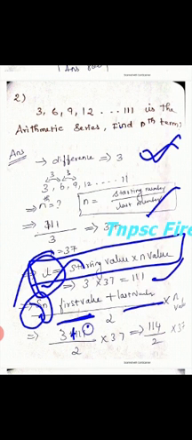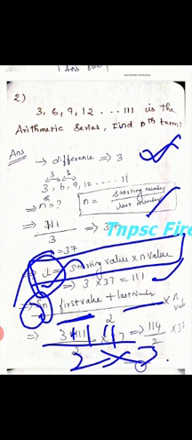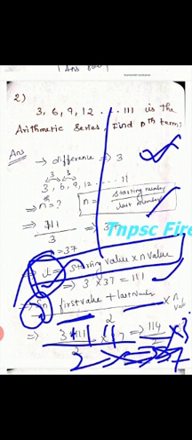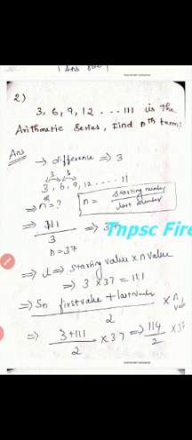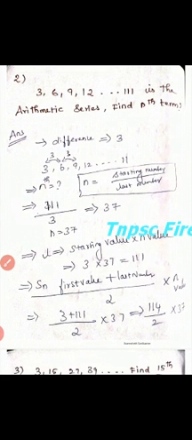So you put 111 by 2 into the nth value. What is the nth value here? 37. So you can simplify: 114 by 2 into 37. Okay, you can simplify this problem. We will get the answer. Okay, here you simplify the problem, you will get the answer.